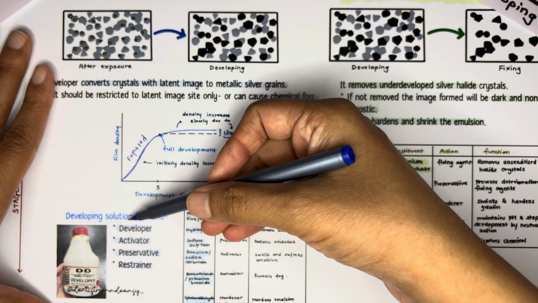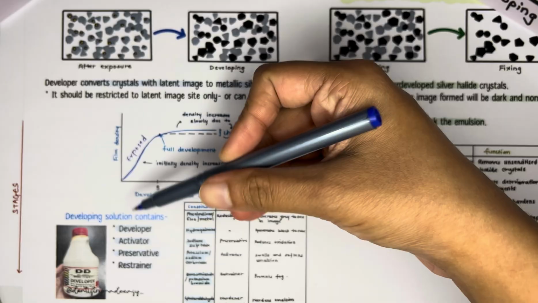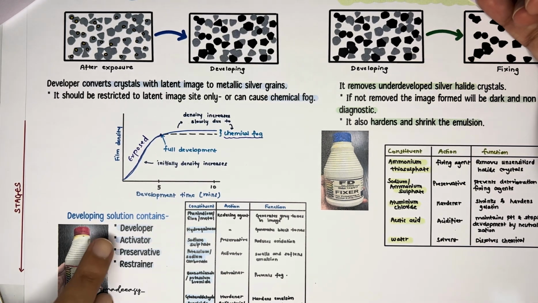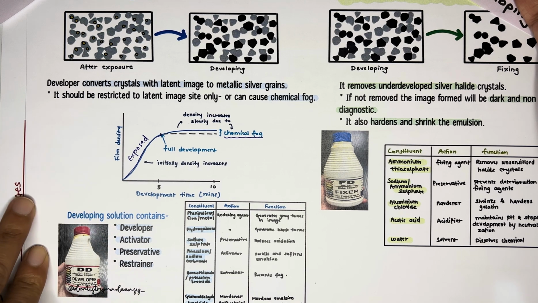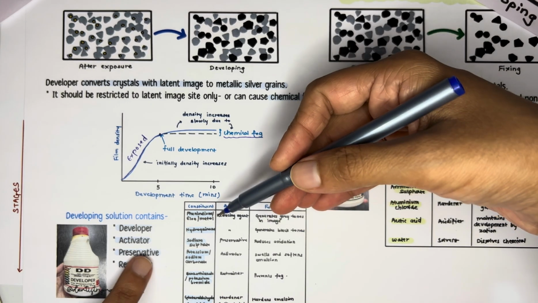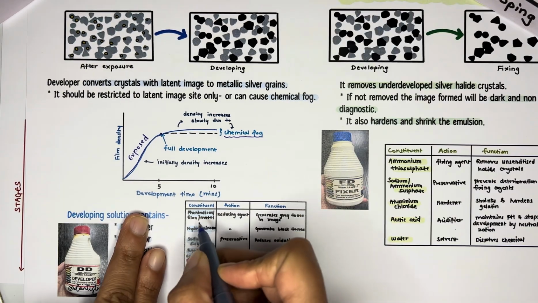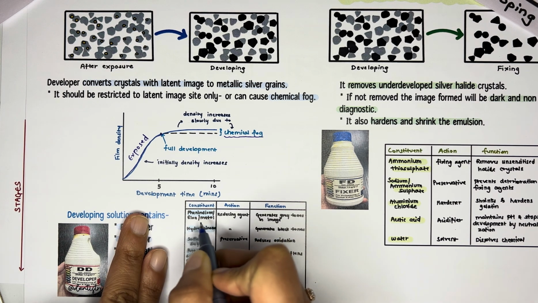Now what does this developing solution contain? This is the bottle, how it looks for the developer solution. The developing solution contains a developer that is going to develop your X-ray film, an activator, and a preservative to preserve the solution. The other component of the developer solution is the restrainer. Now which are these different constituents? The first constituent is known as phenidone, or elon, or metol.